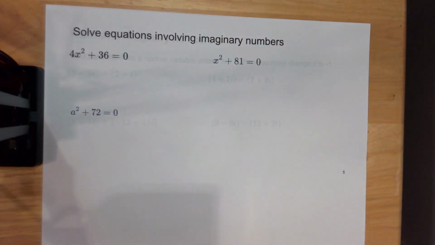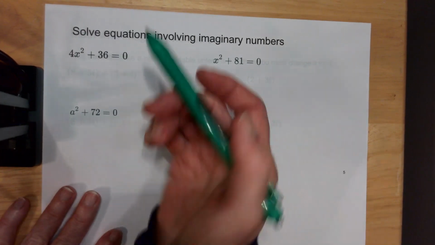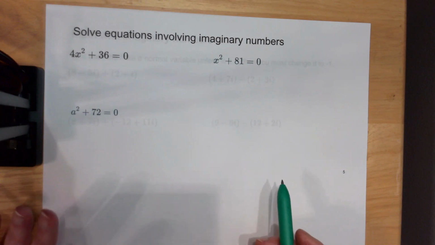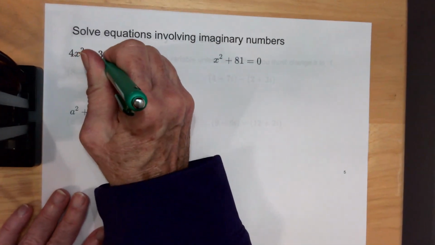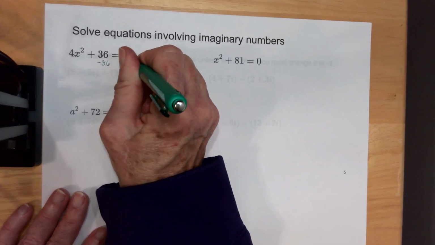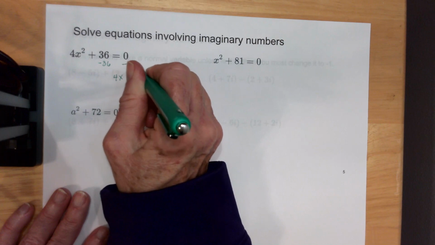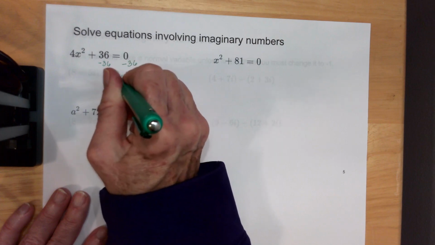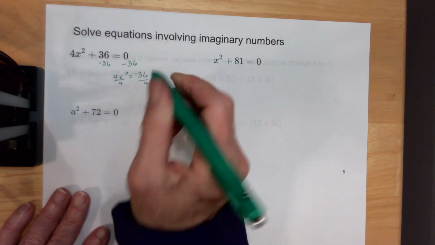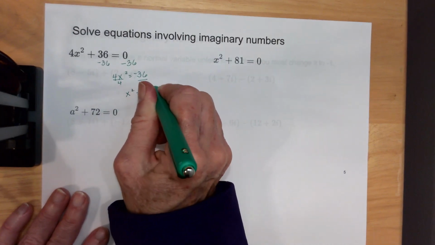All right, you're going to use these to solve equations. If you look, all my algebra rules stand. I'm going to add a -36 to both sides because I want to get the x by itself. So I have 4x squared is equal to -36. I'm going to divide by the 4. And when I do that, I get x squared is equal to -9.